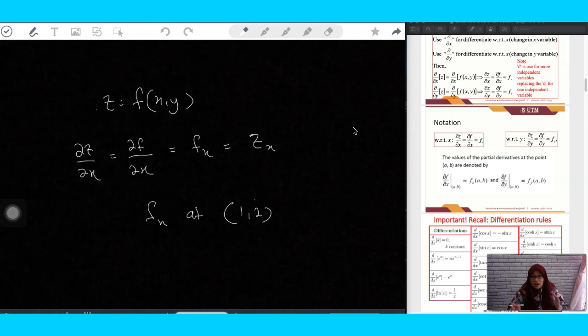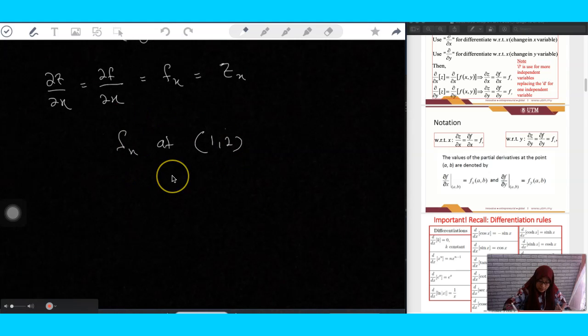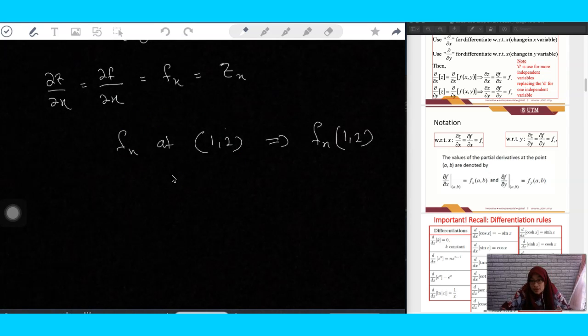So that means after you differentiate, you will get the expression in terms of x and y, right? Then you have to substitute the value of x equal to 1 and y equal to 2, and your final solution should be a number, a value. Instead of this form, it can also be written as fx at point 1, 2. They have the same meaning.